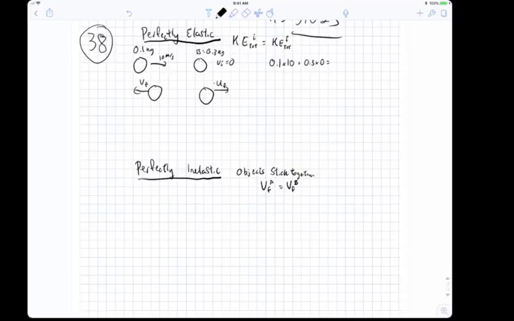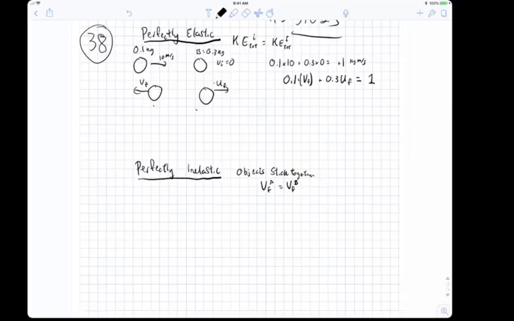So the total momentum here is 1 plus 1 kilogram meters per second. Total momentum in this case is 0.1 times VF. Oh wait, that's a minus VF. No, you know what? I'm going to leave it as V, and if it's negative, it'll pick up a negative sign. Plus 0.3 UF. So we know these have to add together to equal 1.